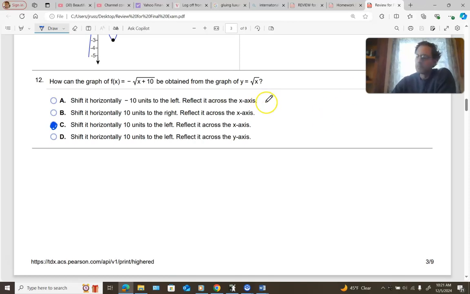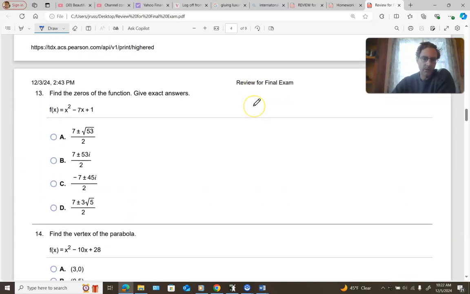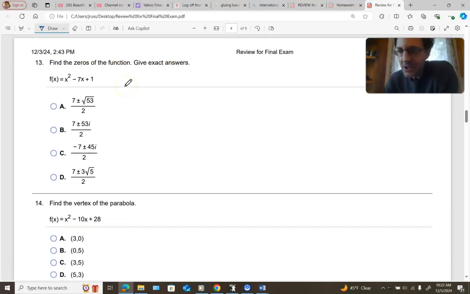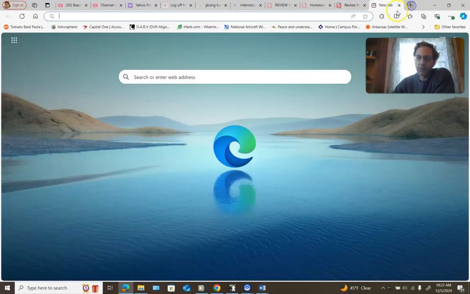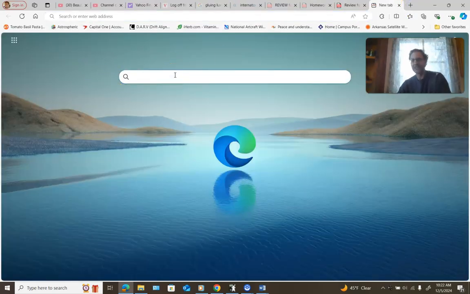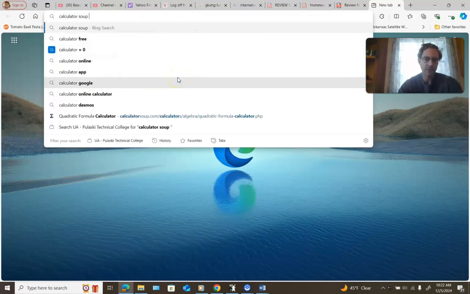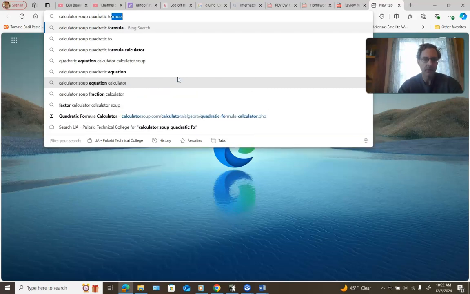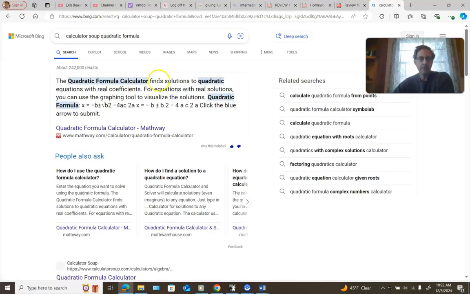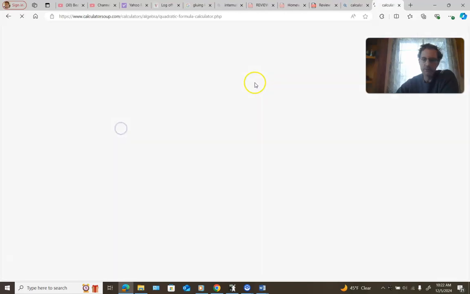All right, number 13. Find the zeros of the function. Okay, so just by looking at my answer choices, guys, I can tell that this quadratic function, its zeros are not nice numbers. And so for that, I'm going to rely on the quadratic formula. I just need to find it again. Calculator soup. There it is.